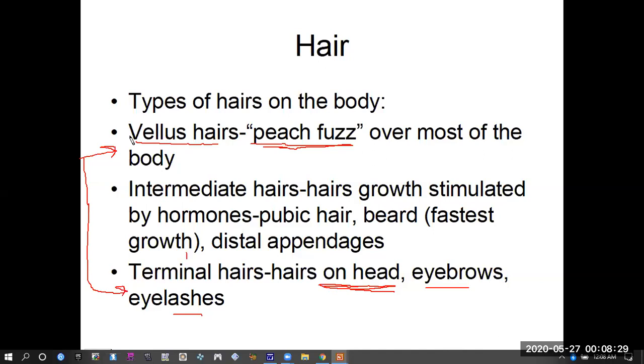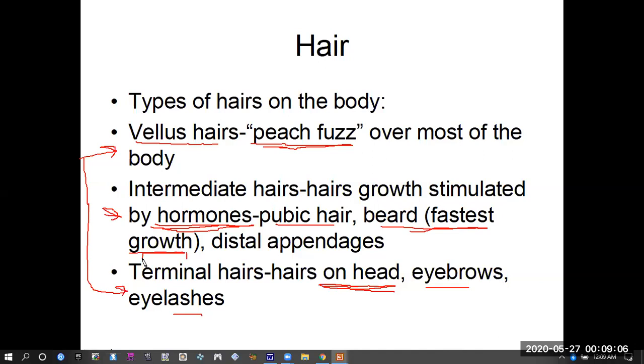And the third group, of course, between these two, is the intermediate type. Intermediate hair is especially sensitive to changes in hormones. All types of hair growth, of course, are stimulated by hormones, but intermediate hair is much more sensitive to changes in hormones. Great examples, as we age and mature, are the growth of pubic hair. And here's an interesting note about facial hair, the fastest growing type of hair.